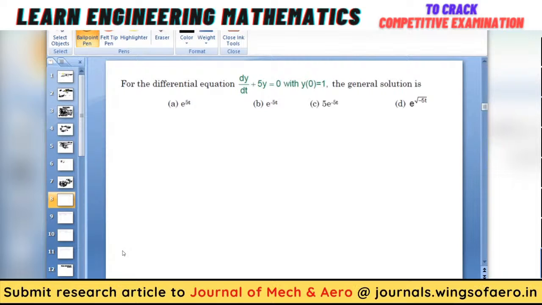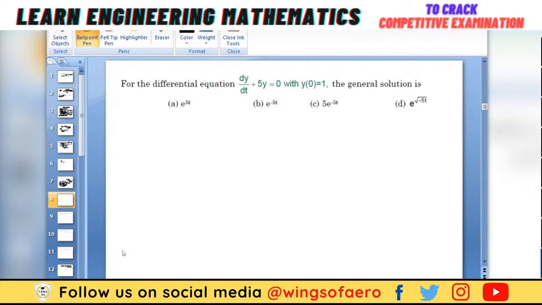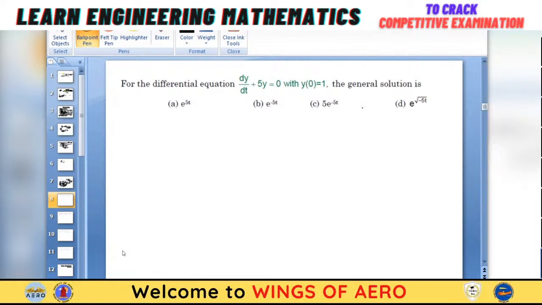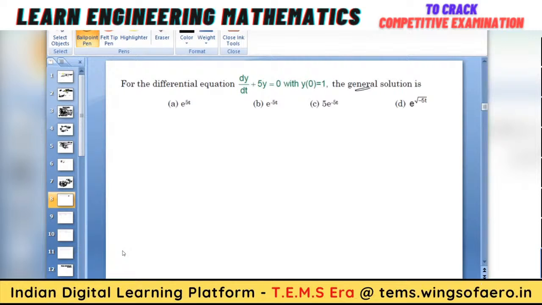For the differential equation dy/dt plus 5y equal to 0 with y(0) equal to 1, what is the general solution? This is actually a particular solution. The question is actually wrong. This should be particular solution, not general.